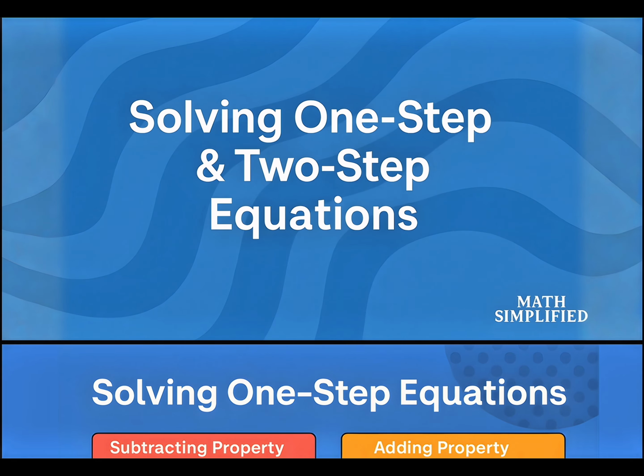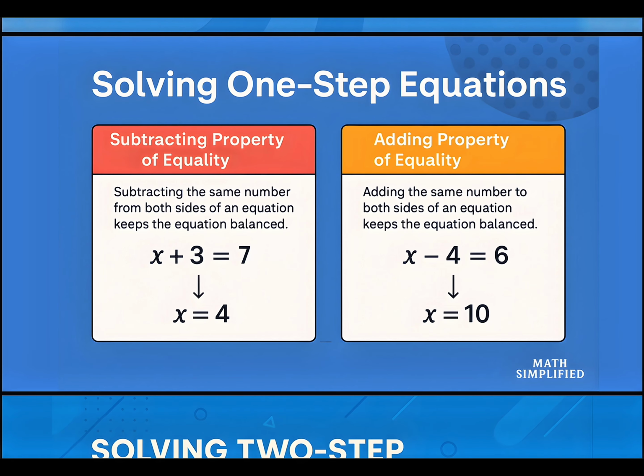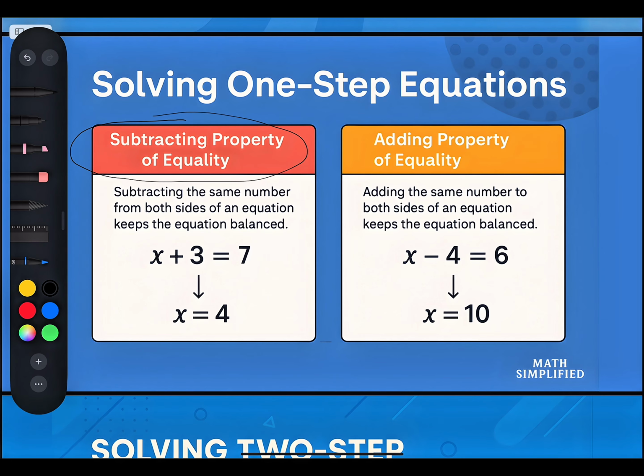Today we'll be solving one-step and two-step equations. Okay, so solving one-step equations. When we solve one-step equations, we have two different properties of equality. The first one is the subtracting property of equality, and the second one is the adding property of equality. With the subtracting property of equality, what we have to do is subtract the same number from both sides of an equation and keep the equation balanced.